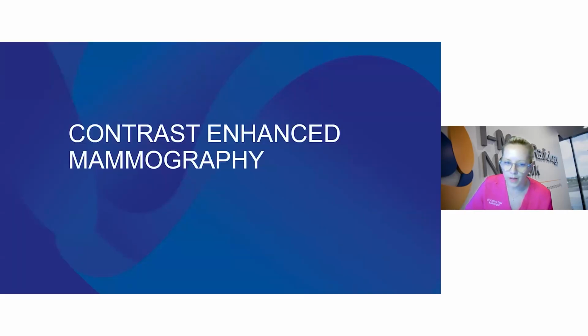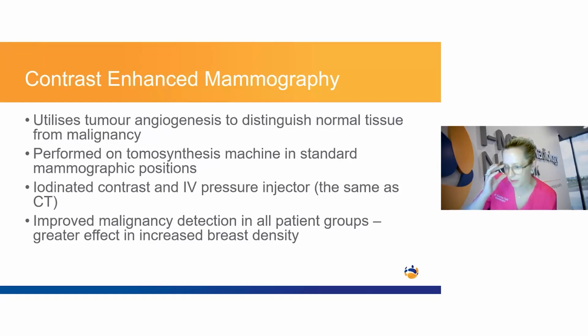So here we go for some contrast enhanced mammography. While it's new in our clinics, and we're still working our way through how to deploy CEM into the most clinics that we can, it's actually been around for over 10 years in a research and tertiary environment overseas. As with CT, we're using tumour angiogenesis to distinguish between normal tissue, which enhances a small amount, from malignancy, which enhances more. So essentially, we're using the same tomosynthesis machines that we have in our clinics. They're just having an upgrade.